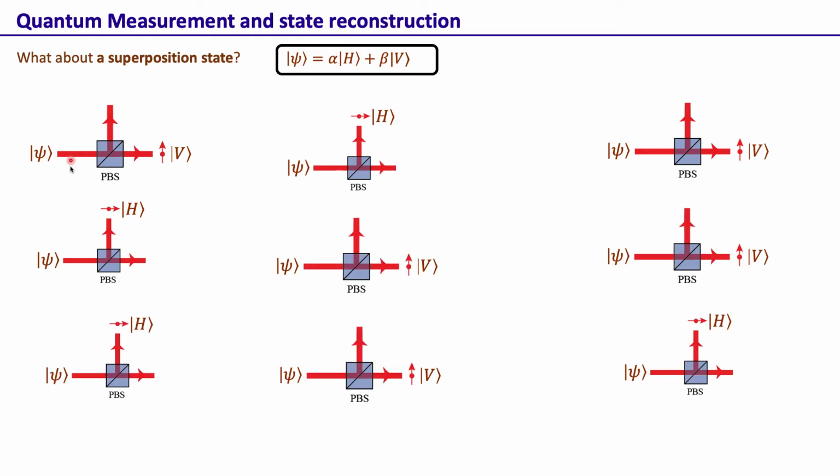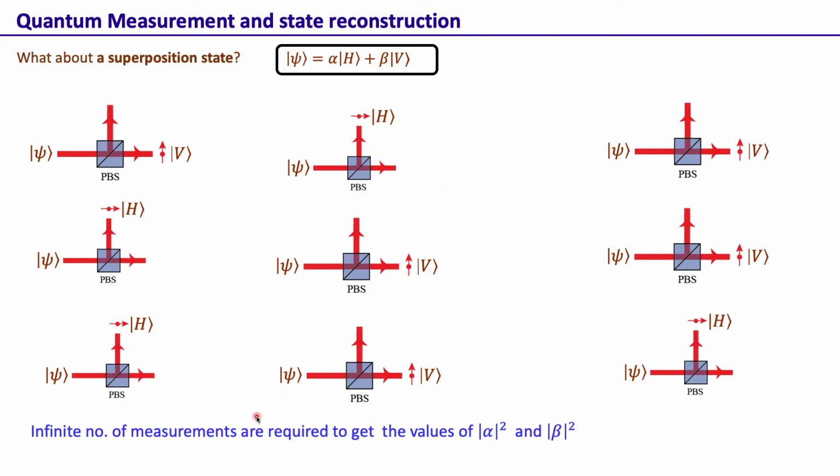So for different measurements, it's now completely random, since it is a superposition state, whether we will observe a vertical photon or a horizontal photon. So now an infinite number of measurements are actually required to get the values of alpha squared and beta squared. So that is the state reconstruction.